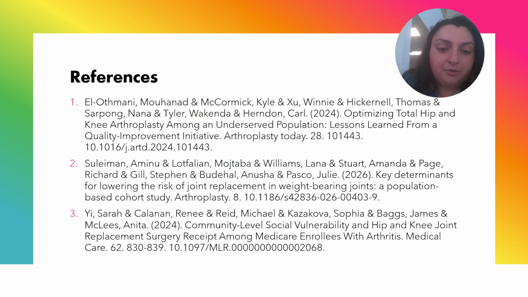Here is just a quick summary of the references that were used. As I mentioned, one of the studies came from Australia. The first study here focused on hip and knee joint replacement among underserved populations. The second studied key determinants for lowering the risks involved in taking on and becoming eligible for surgeries. And then the last paper focused on the Medicare and insurance side of receiving surgery for patients who have arthritis.